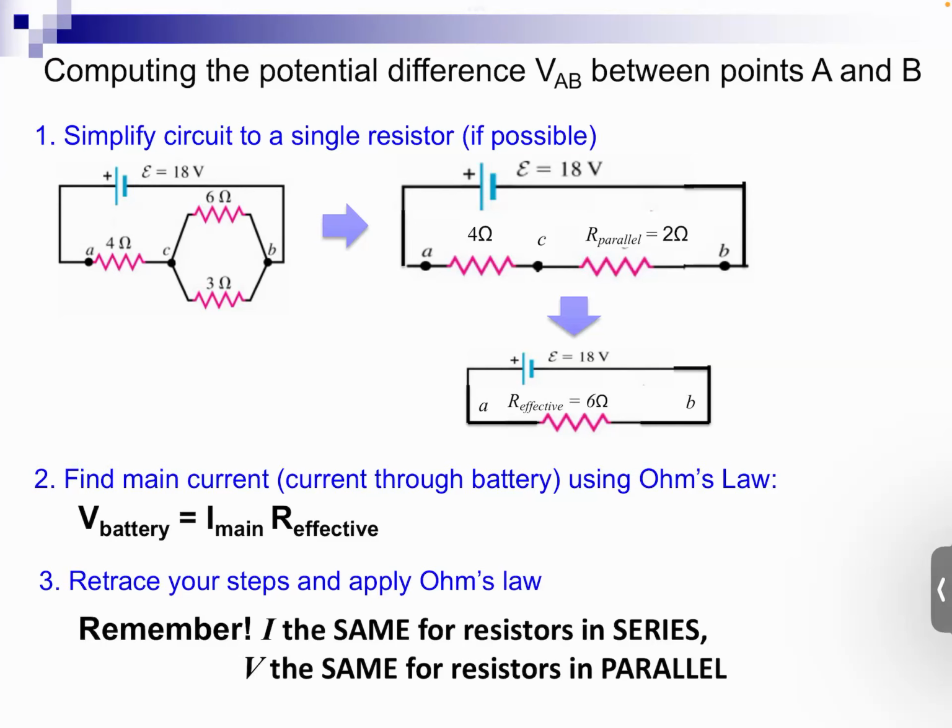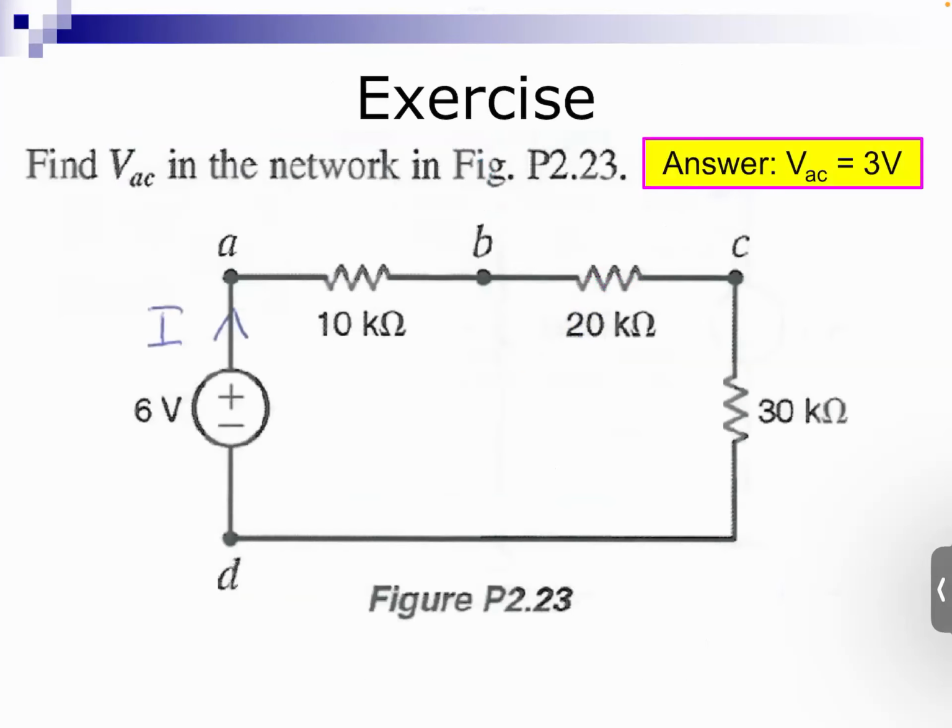If you're happy with the solutions that we did and you don't have any questions, then it's your turn to do this exercise. I took it from some of the past years' test questions. You have a voltage source and 3 resistors, and the question is to find VAC, the voltage across points A and C. So work on this question. If you want to check your answer, the answer is 3 volts.